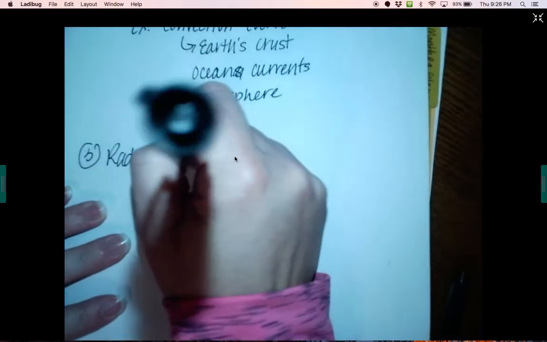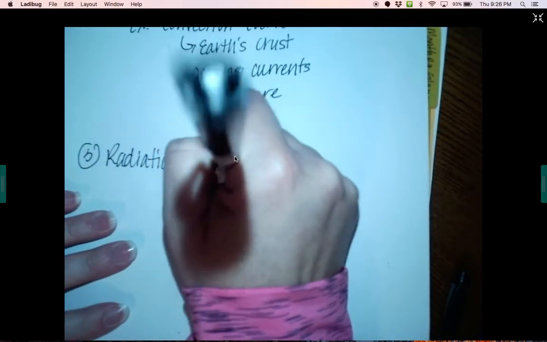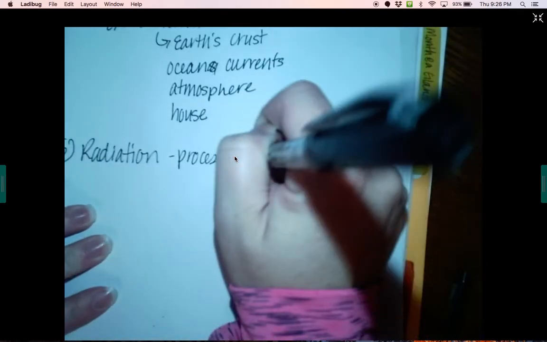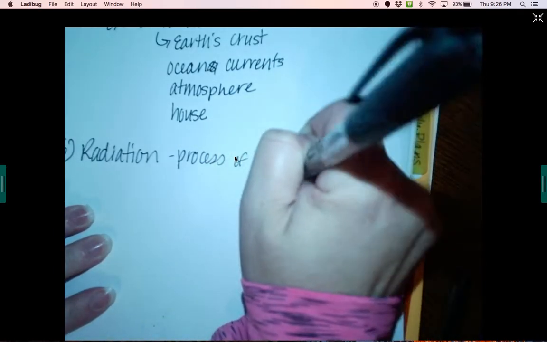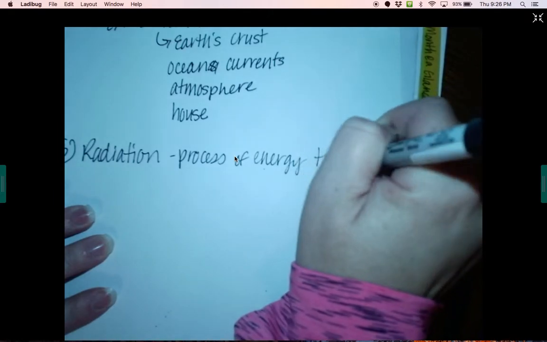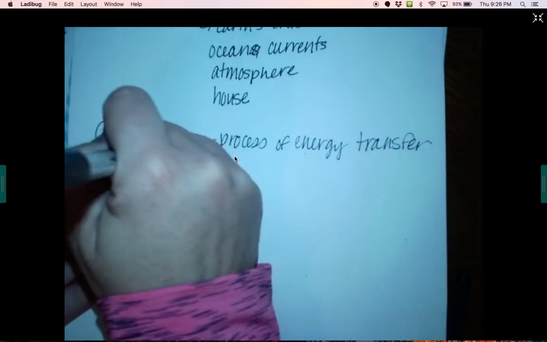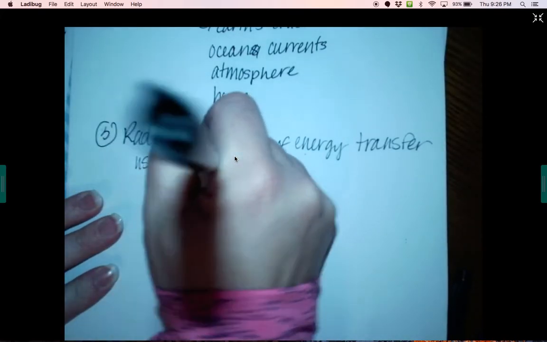Radiation. This is the process of energy transfer using electromagnetic waves.